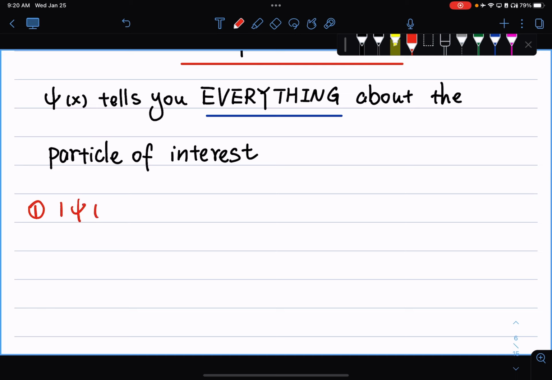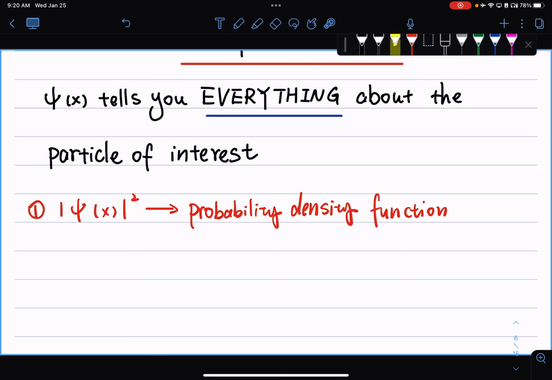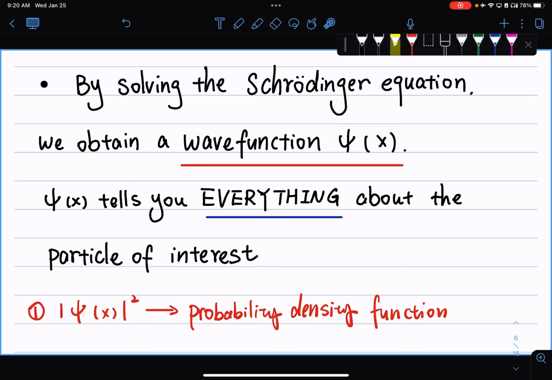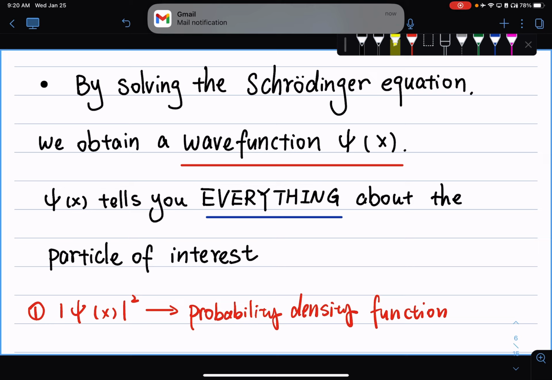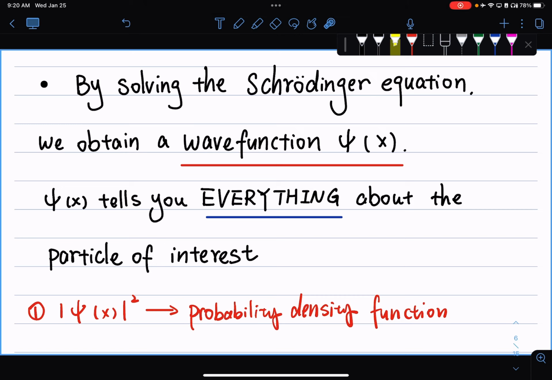So this phi x wave function squared, absolute value squared, that gives you the probability density function. So our wave function is not a light wave or a plane wave, if you may. It is more or less a probability wave. So the wave function squared, by definition, gives you the probability density function.